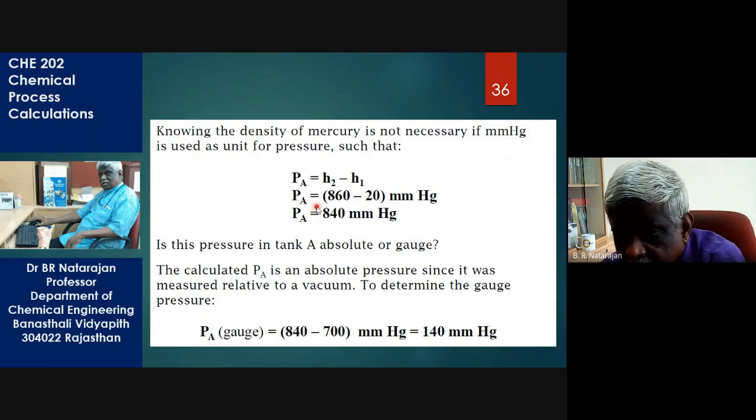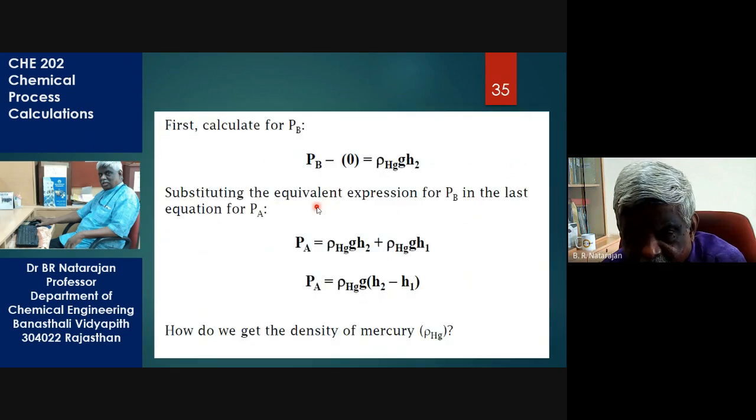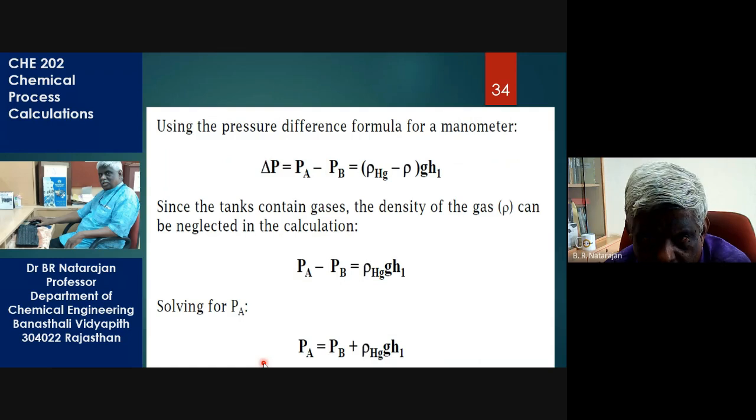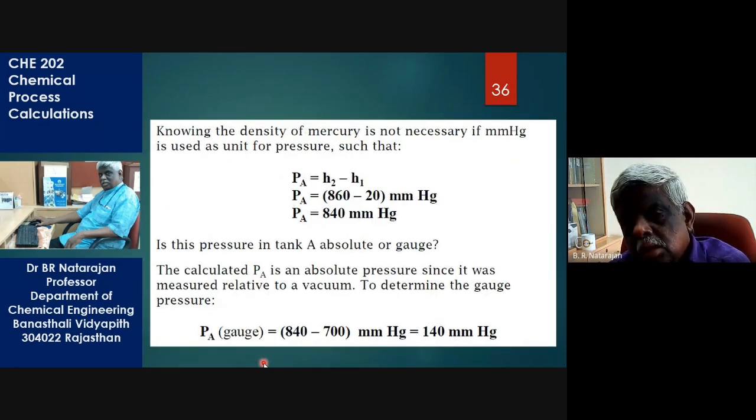Pa is 860 minus 20, that is H2 minus H1 in millimeters mercury. So 860 minus 20 is 840. Is this pressure in tank A absolute or not? The calculated pressure Pa is an absolute pressure since it was measured relative to a vacuum.